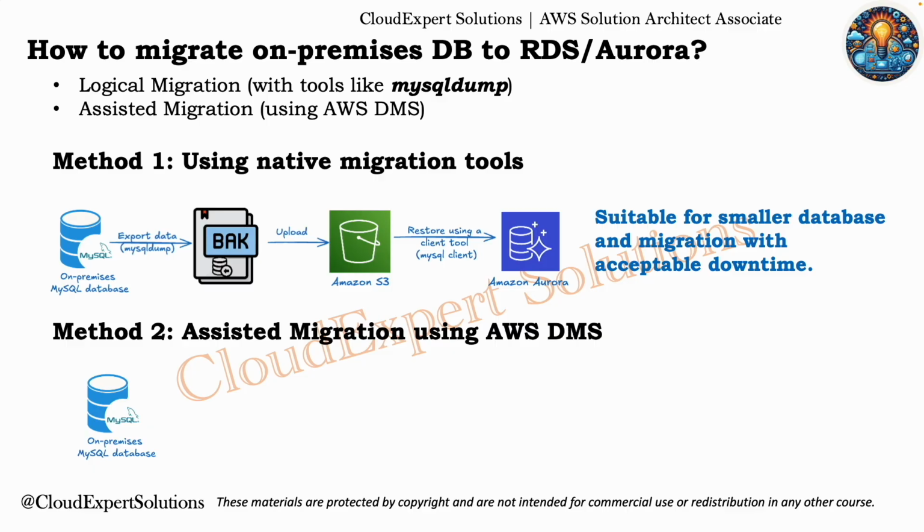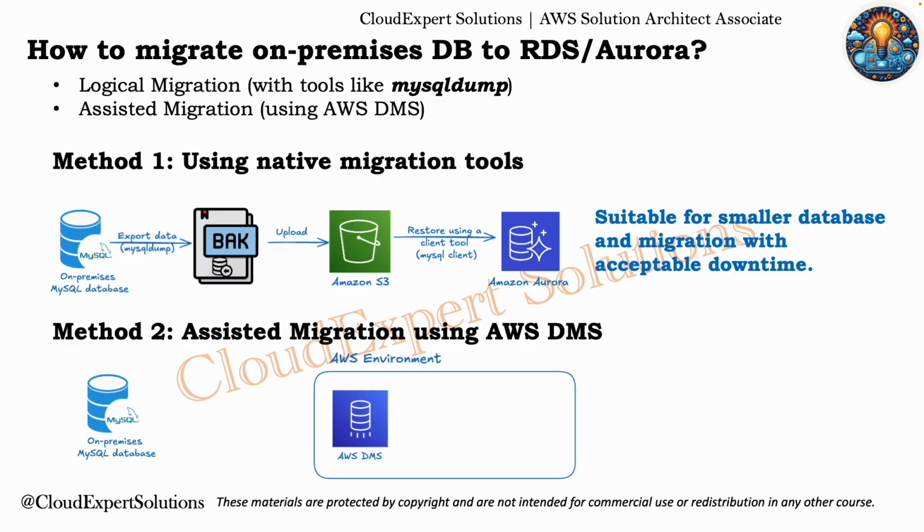Let's assume here is our on-premise MySQL database. The first step is you need to create an AWS DMS replication instance, which is nothing but a server that runs the migration task. You need to create the target endpoint, that means where your database will be restored, which is nothing but your Aurora or RDS cluster. And then you configure the source, which is your on-premise MySQL database, and the target, your newly created database in AWS. You need to configure that in DMS.